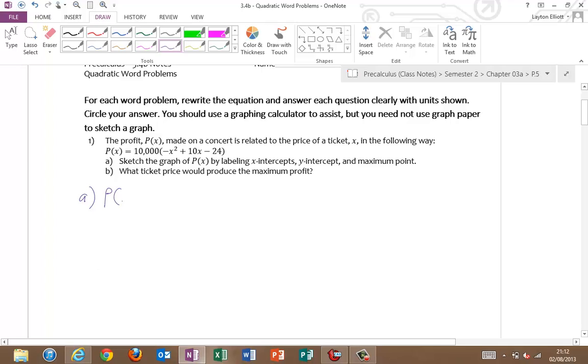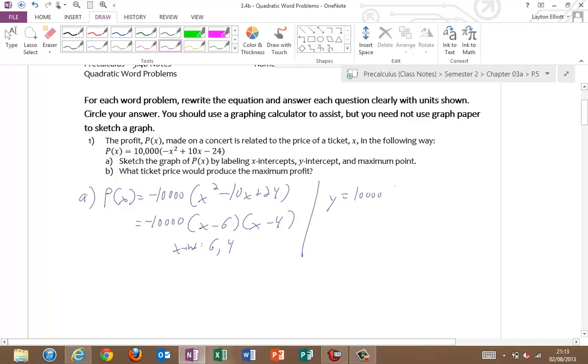If I rewrite this as p of x equals negative 10,000 times x squared minus 10x plus 24, I should be able to factor that polynomial with just some basic algebra. I would get x minus 6 and x minus 4, meaning that my zeros, or my x-intercepts, are 6 and 4. I should also know what my y-intercept is just by looking at the original polynomial. If I plugged in 0 for x, I would get 10,000 times negative 24, or negative 240,000.